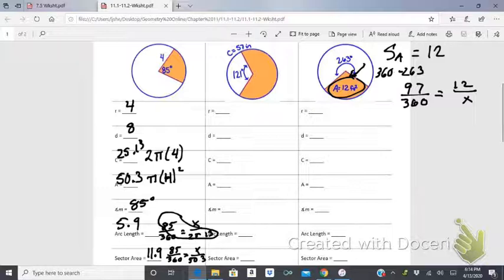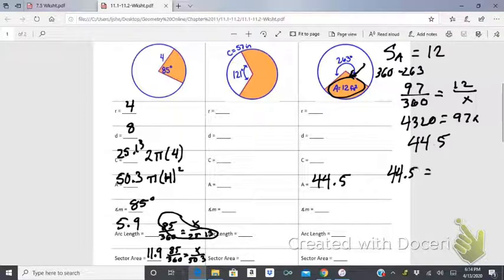Okay? So now we're going to cross multiply 360 times 12, which is going to be 4320, equals 97x, and then I'm going to divide each side by 97, and it's going to be 44.5. So what that told me is that my area is equal to 44.5. Now, think about what area is. Area, 44.5, is equal to pi times the radius squared. Now this is why we did this whole problem, because now I can just solve for the radius.